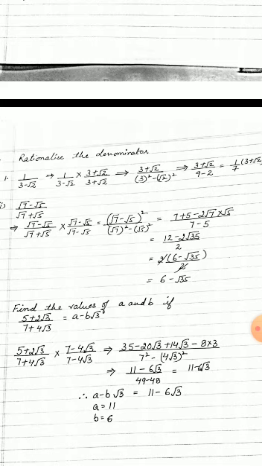Next, we have root 7 minus root 5 upon root 7 plus root 5. Again, the same question: rationalize the denominator. So what we do is multiply by the conjugate of root 7 plus root 5. The conjugate is root 7 minus root 5.